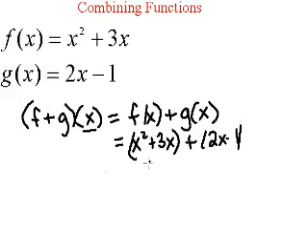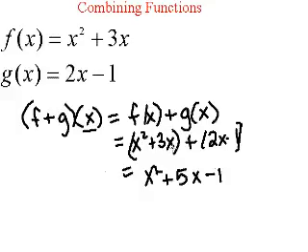When we add them together, we combine like terms, and we get x squared plus 5x minus 1, because we add the 3x and the 2x and get 5x. So this is how we add two functions together. Let me fix this.